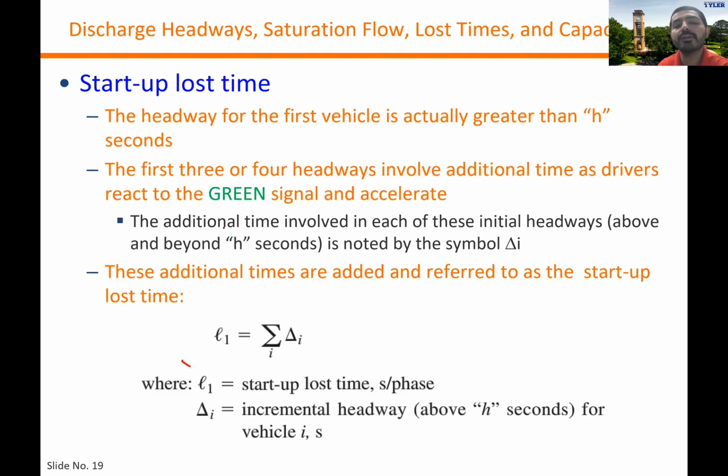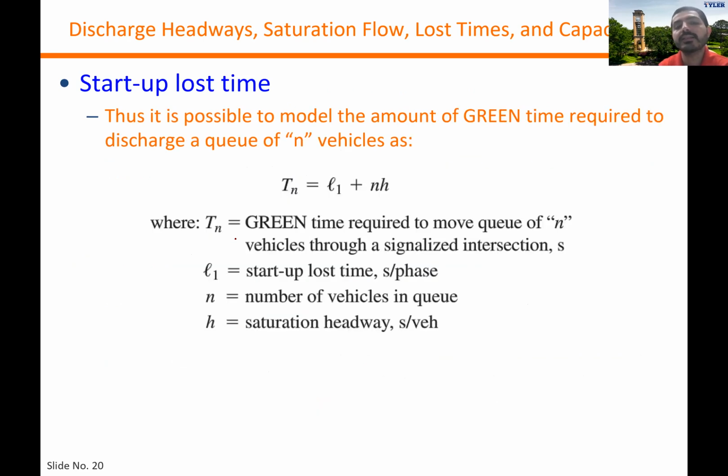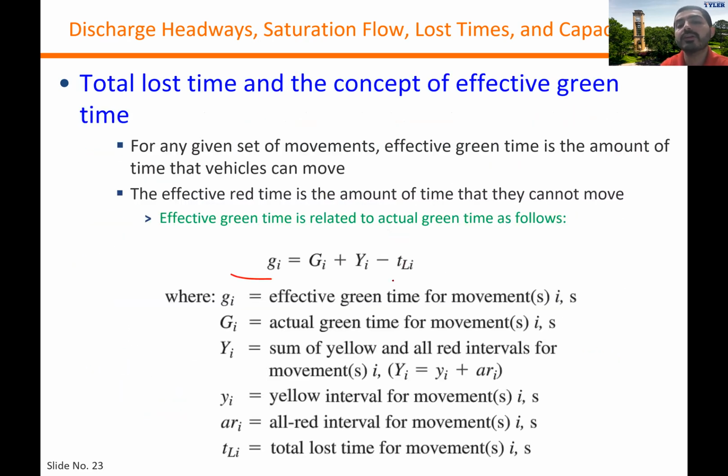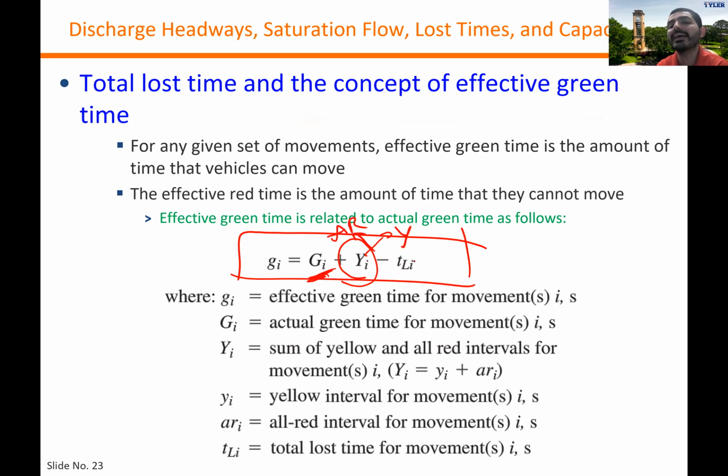But from there, all these equations will be provided to you. The startup lost time, as well as the TN, which is the green time required to move a certain amount of vehicles, all the way really to the major equation, will be provided to you. Don't worry. It's the capital G, which is the actual green time, plus the capital Y, which is the all red and the yellow time, minus TL. TL is L1 plus L2, the clearance lost time as well as the startup lost time.